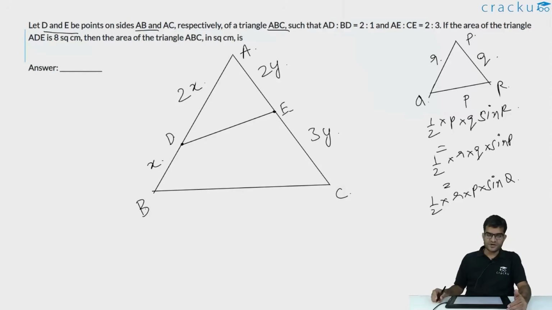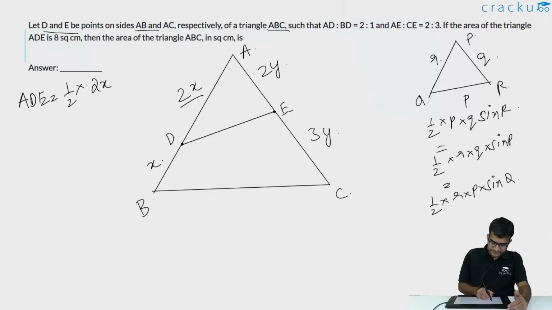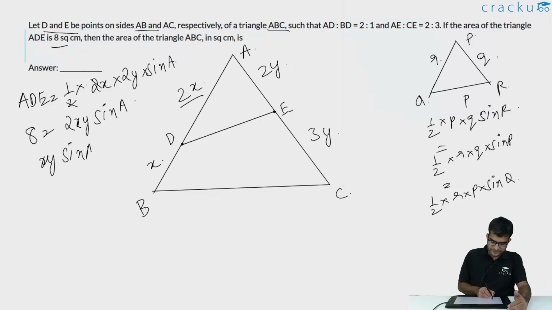In this particular case, what is the area of triangle ADE? The area of triangle ADE will be equal to half into AD, which is equal to 2x, into AE, which is equal to 2y, into sine A. But we are given that this area is equal to 8. So 8 is equal to 2xy into sine A, or the value of xy into sine A is equal to 4. This is the information that is given to us. We are asked to calculate the area of triangle ABC.